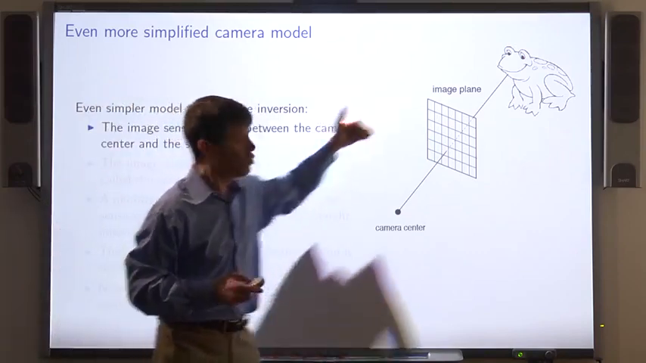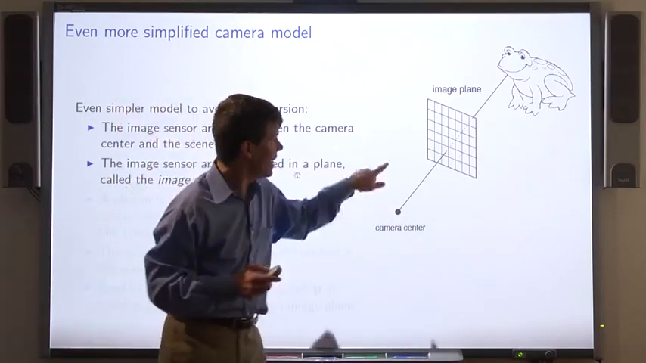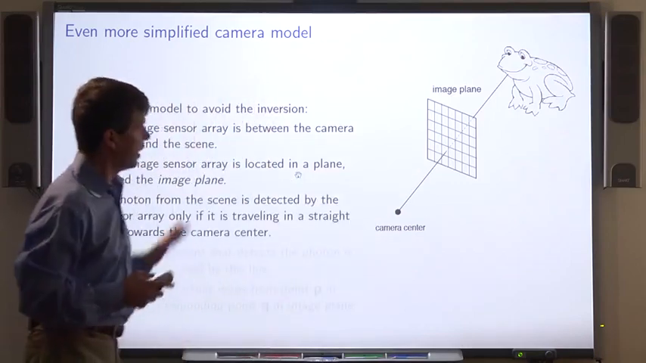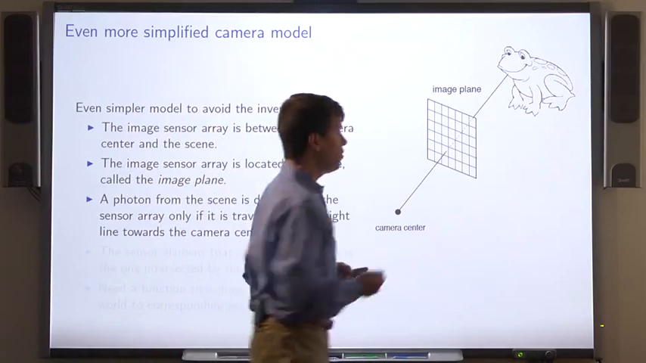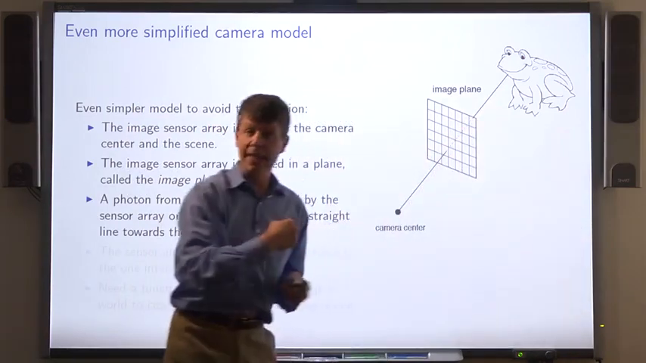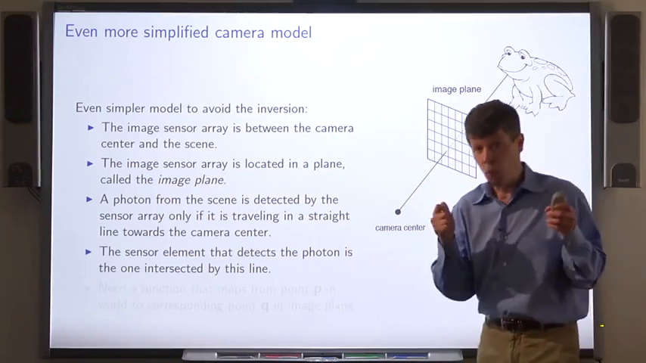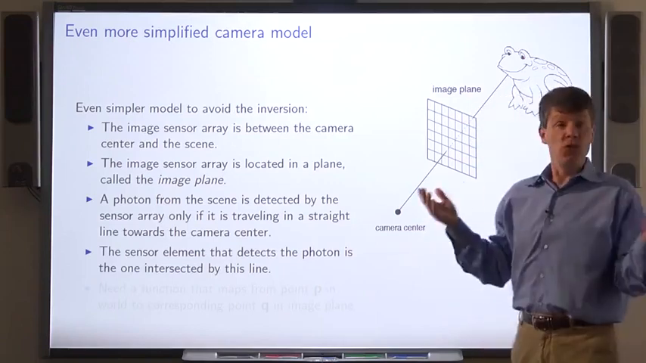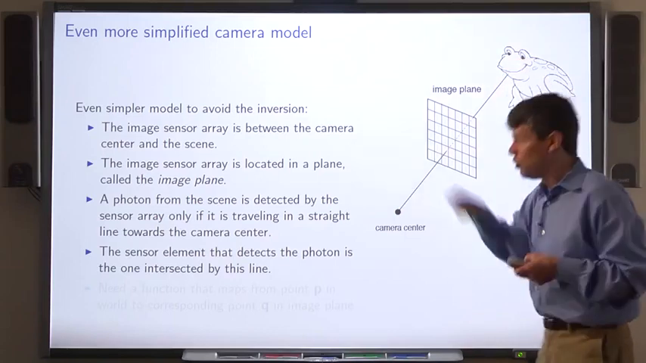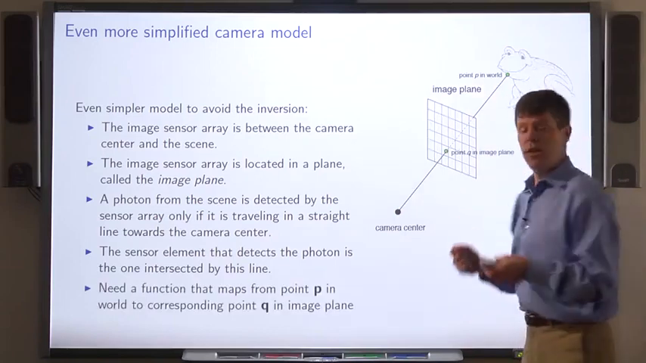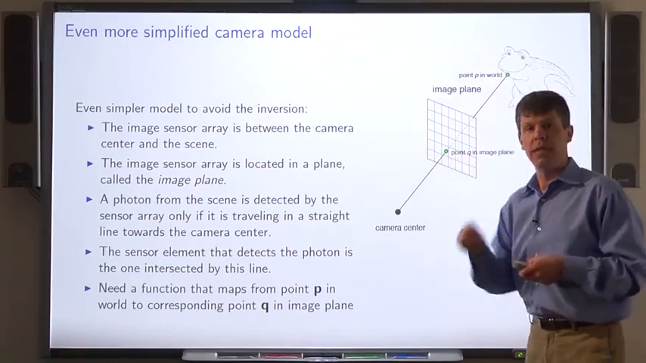In this model, the image sensor array is placed between the camera center and the scene. And the plane containing the image sensor array is called the image plane. A photon is detected only when it goes right to the camera center. So it has to bounce off something in the scene and head through the image plane to the camera center to be detected by the sensor array. And which sensor array element detects that photon? It's whichever sensor array element is intersected by the line that the photon travels along from the scene to the camera center. So we need a way to map between points in the world, P, and the corresponding points, Q, in the image plane.